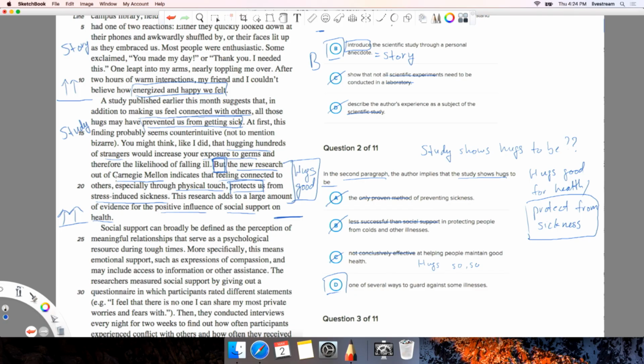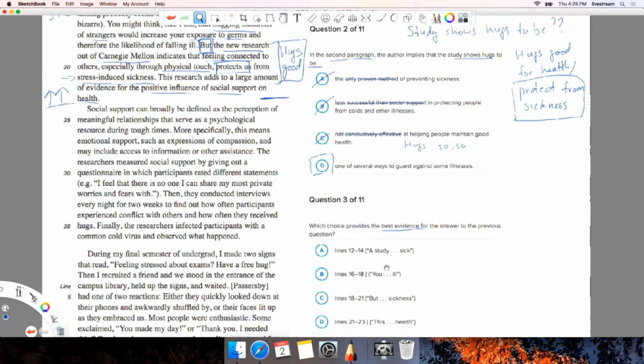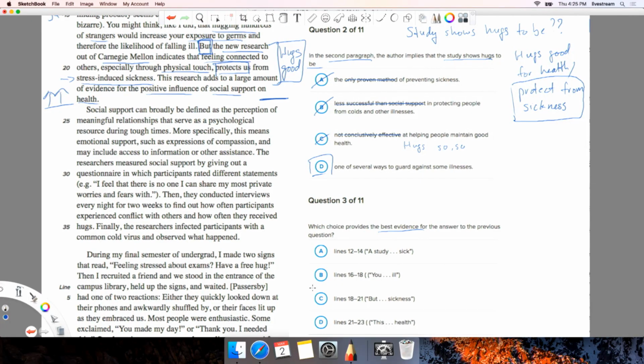And the study is mentioned here about Carnegie Mellon, the Carnegie Mellon study about physical touch protecting us from stress-induced illness. So that's a great thing. And so I think that's really where I made my decision there. And so then I can uncover the answer choices, and looks like answer choice C is that answer. And so just for completion's sake, I'll make sure to look through some of these other ones just to walk through, but that matches exactly what I was thinking and my prediction about the Carnegie Mellon study.